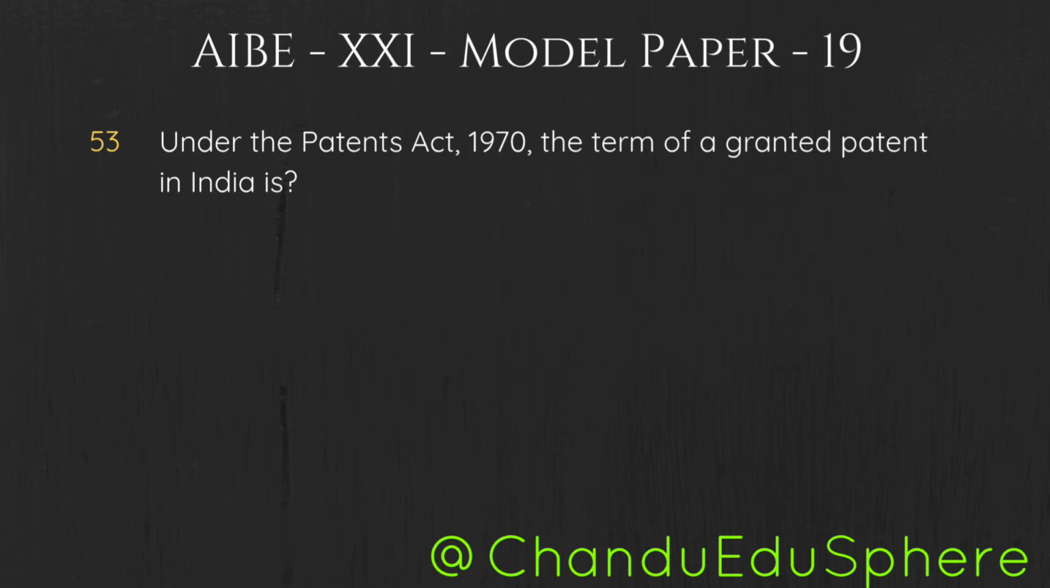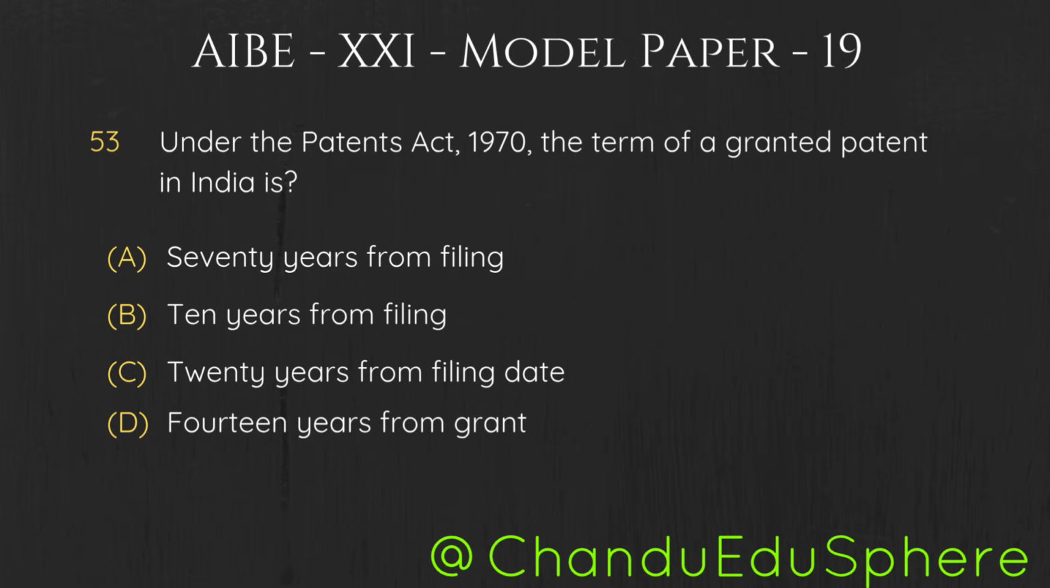Under the Patents Act 1970, the term of a granted patent in India is 20 years from the filing date. Choice C is the correct choice. Section 53 of the Patents Act 1970 provides that every patent granted in India shall be for a term of 20 years from the date of filing of the application.